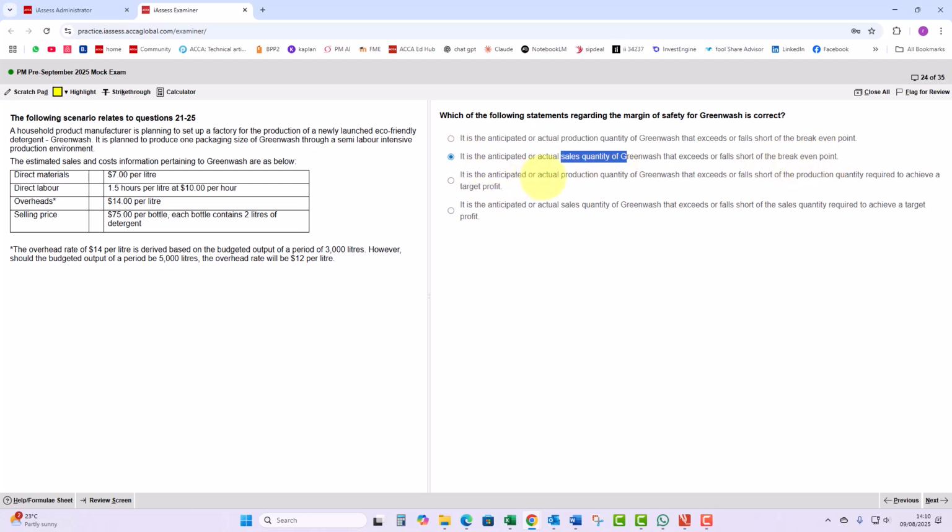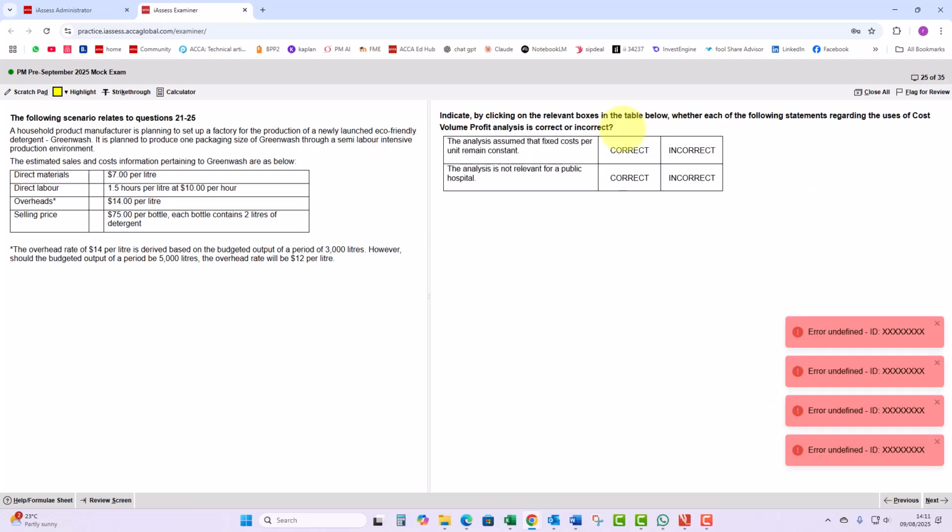It's the anticipated or actual production quantity that exceeds or falls short of the production quantity required to achieve a target profit. Well, that's wrong for both reasons. It's not about production and it's not about a target profit. And then this one is the actual sales quantity that falls short of the quantity required to achieve a target profit. So although this is about sales, it's not about a target profit. So that's the correct answer. And again, this looks like it could be an outlier.